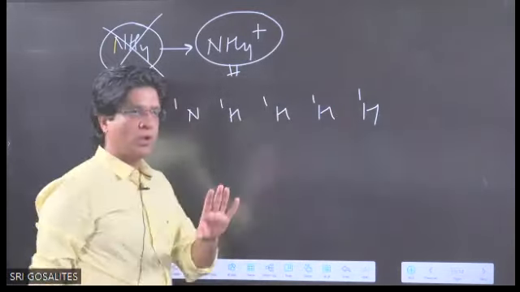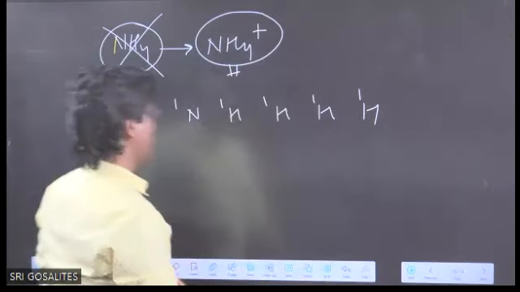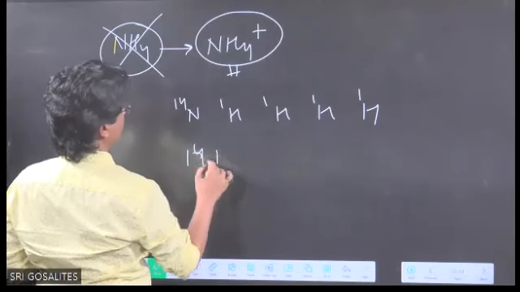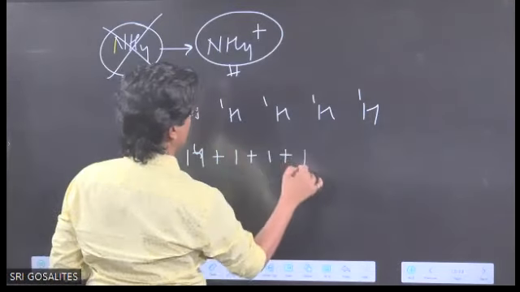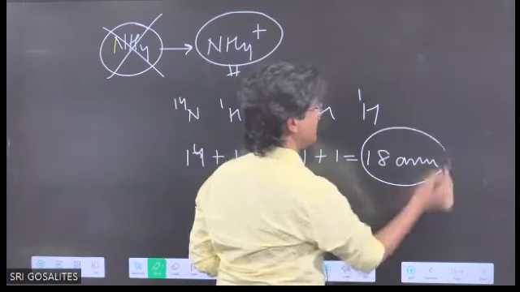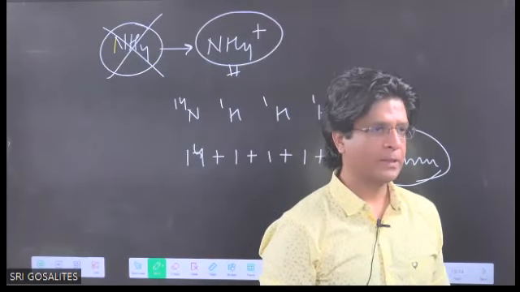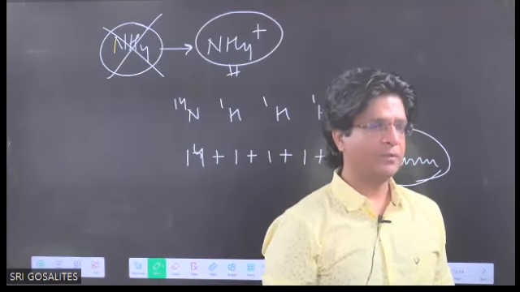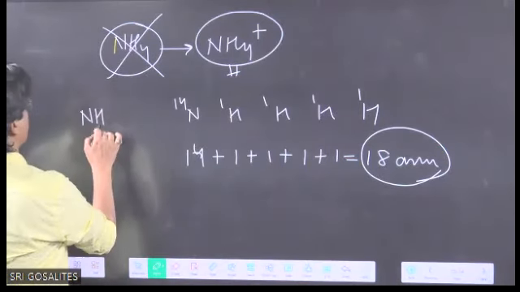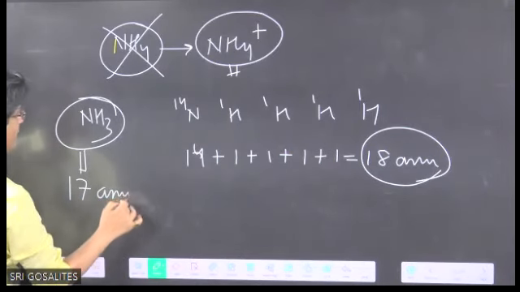Protons do not participate in chemical reaction. Yes or no? So this will be how much? 7. Sorry, this is 14. 14 plus 1 plus 1 plus 1 plus 1 will be equal to 18 AMU. Not 100. Is that clear? It is not NH4, it is NH3. If you're talking about NH3, it will be 17 AMU.